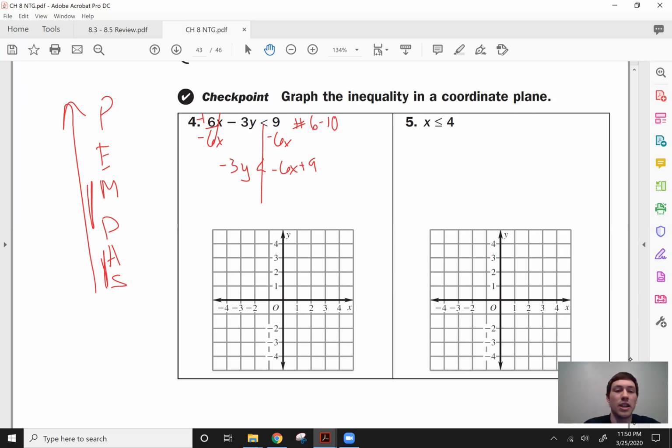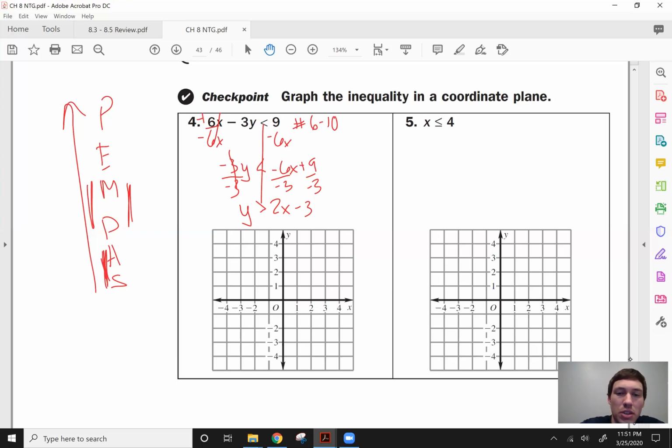Now, I already added and subtracted. Cool. So next, I have to look to multiply or divide. Well, y is being multiplied by -3. The opposite of multiplying by -3 is dividing by -3. Now, there's one tricky thing here. When you divide or multiply by a negative, what do you have to do with the sign? You gotta flip it. So instead of y is less than, now it's y is greater than. Negative divided by negative is positive, so it becomes 2x minus 3.